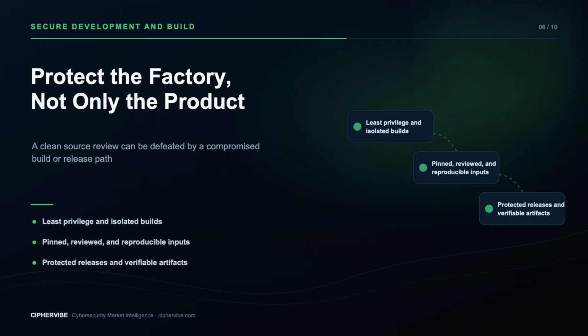Protect source control with strong authentication, reviewed changes, branch protections, minimal automation permissions, and monitored administrative actions. Separate developer, build, signing, and deployment identities. Keep secrets out of source and short-lived where possible. Control dependencies with approved sources, locked versions, review of material changes, and deliberate update windows for critical systems.